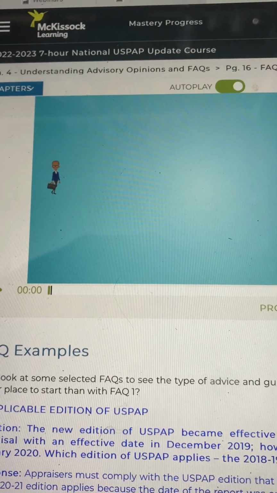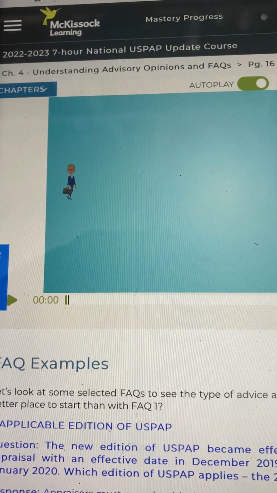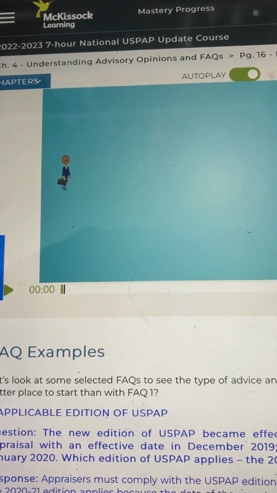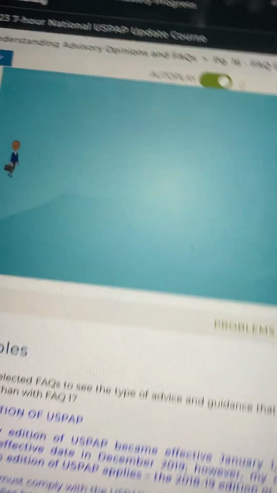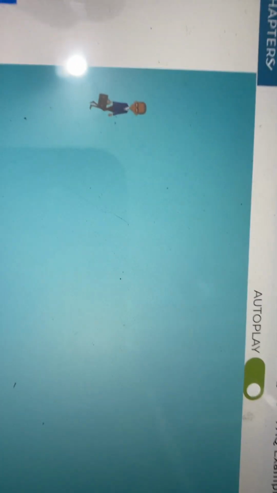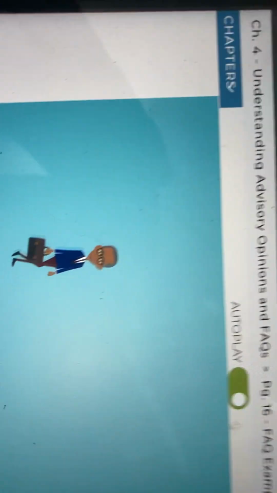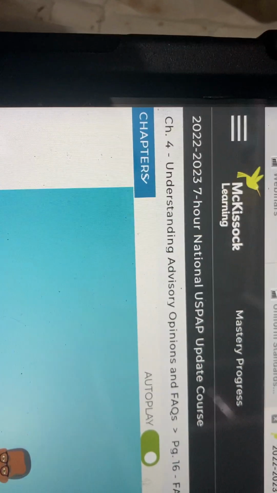USPAP 7-hour national update course. Chapter 4, Understanding Advisory Opinions and FAQs. Page 16, FAQ Examples. And guidance that can be found there.